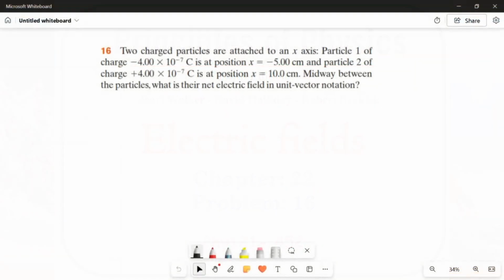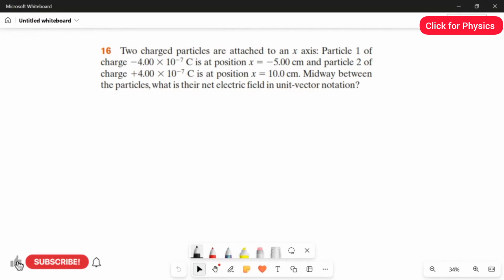Problem 16. Two charged particles are attached to an x-axis. Particle 1 of charge minus 4 × 10^-7 coulomb is at position x equal to minus 5 centimeter, and particle 2 of charge plus 4 × 10^-7 coulomb is at position x equal to 10 centimeter. Midway between these particles, what is their net electric field in unit vector notation?